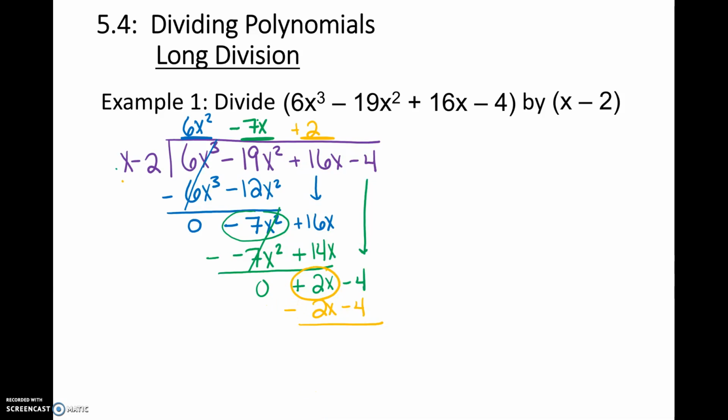Subtract. 2x minus 2x is 0. Negative 4 minus a negative 4 is 0. There's no remainder on this one. And our final answer is 6x squared minus 7x plus 2.